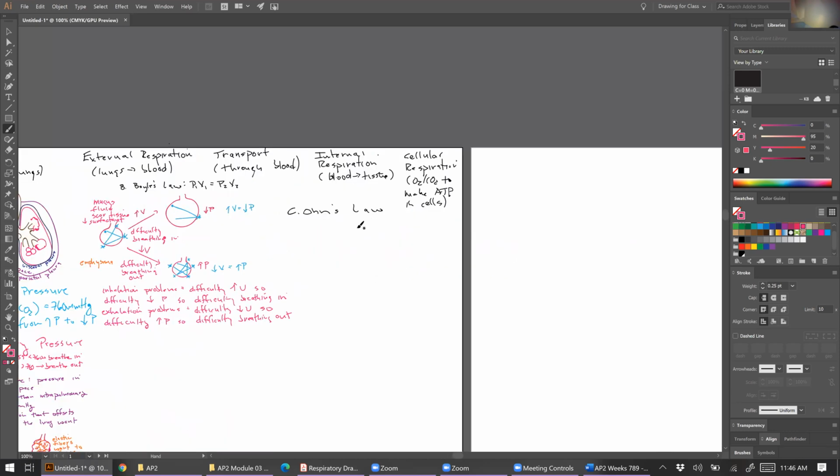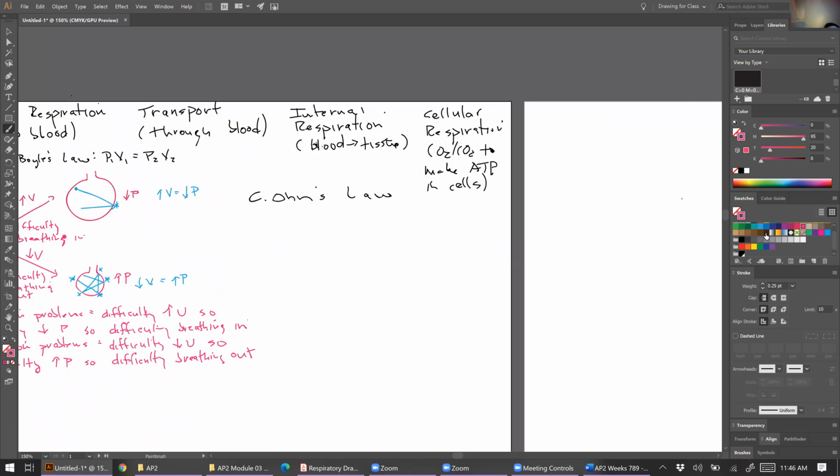So we're going to come over here to Ohm's law. A lot of times I'll bring up Ohm's law and somebody says, isn't that just electricity? It's true that Ohm's law is mainly used in electricity. It's V equals IR, or I equals V over R.